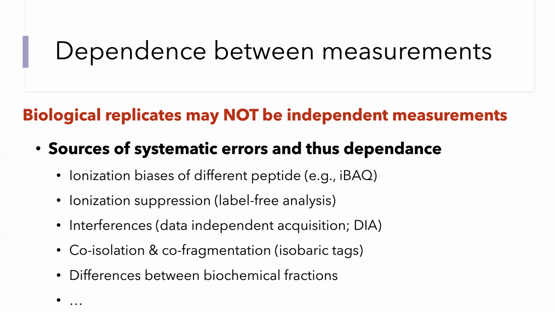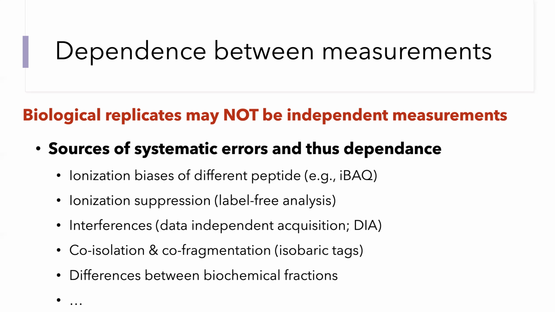Another very well acknowledged and widely discussed source of systematic errors is the co-isolation and co-fragmentation of precursors in the context of isobaric mass tags. This is very widely acknowledged and an important caveat to keep in mind when one uses TMT, iTRAQ, and other similar approaches.